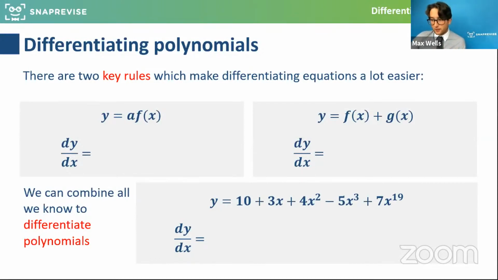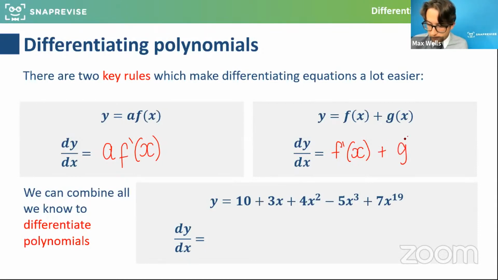If you have a number times the function and you differentiate it, it's still just that number times the derivative. And likewise, you can differentiate multiple things and you just do them all separately and put it all together. So we'll see with an example.